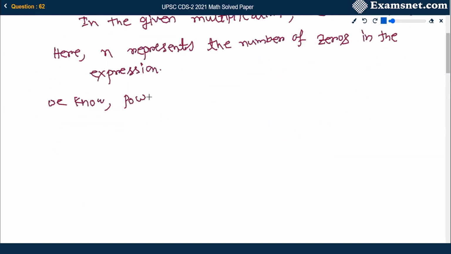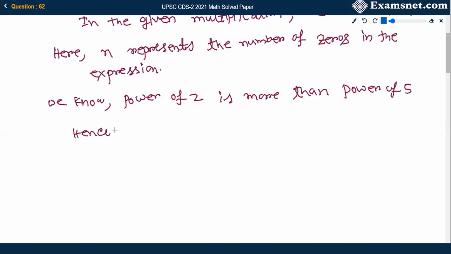We know the power of 2 is more than the power of 5 here, correct? So hence, we will find 2 multiplied by 5 whole to the power n with the help of 5 to the power n only, because that is the common power. I mean, that number of 2's is already there and some extra 2's are also there. We don't want to count those extra 2's.